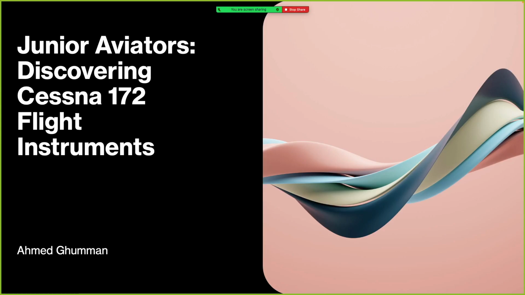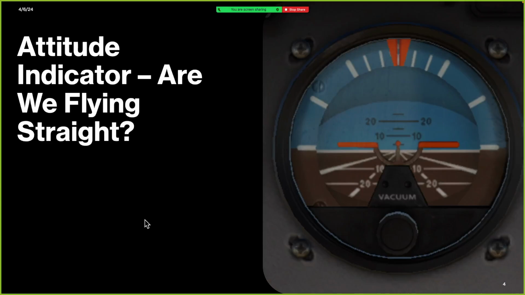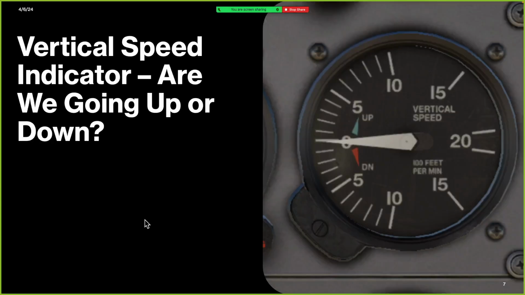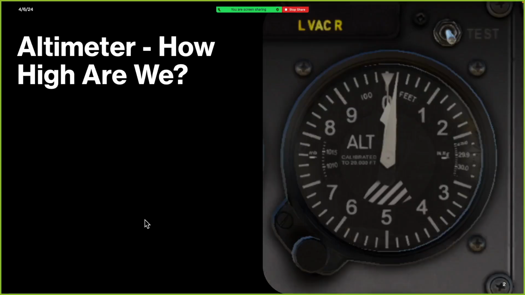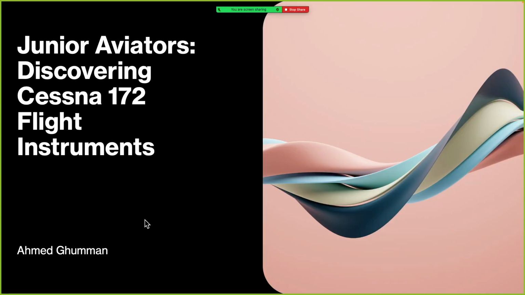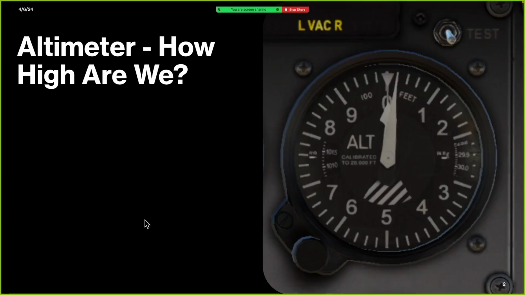Okay, so first we have one, two, three, four, five, six, seven, seven different flight instruments we're going to be learning about. Once we know that, we will be able to do a takeoff, and that's what we're going to do after learning about these flight instruments. So the first one is the altimeter.